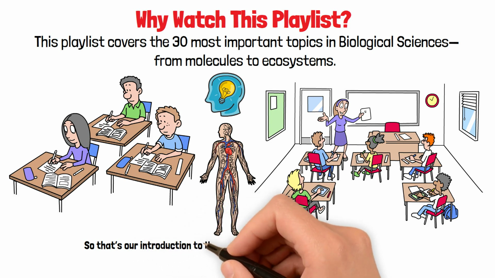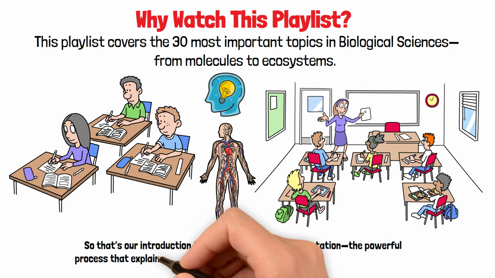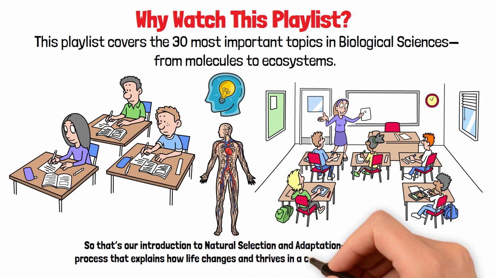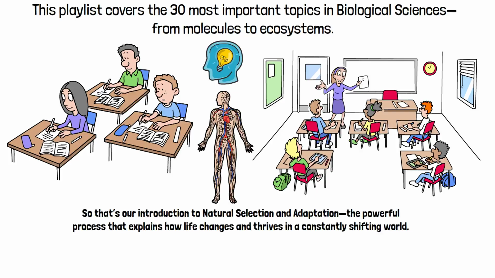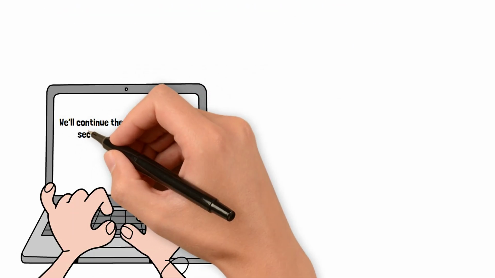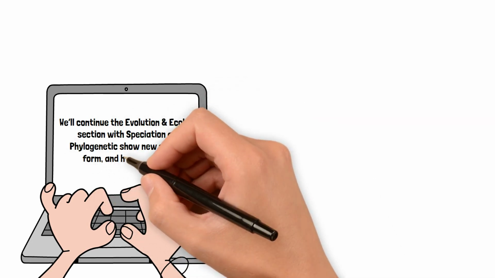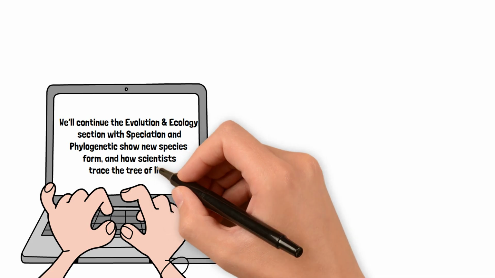So that's our introduction to natural selection and adaptation, the powerful process that explains how life changes and thrives in a constantly shifting world. In our next lecture, we'll continue the evolution and ecology section with speciation and phylogenetics, how new species form, and how scientists trace the tree of life.